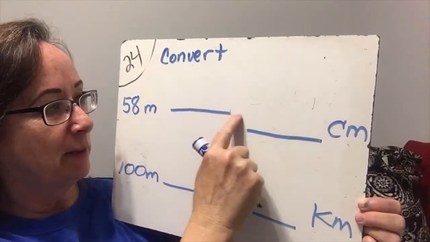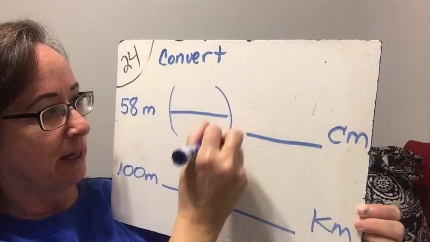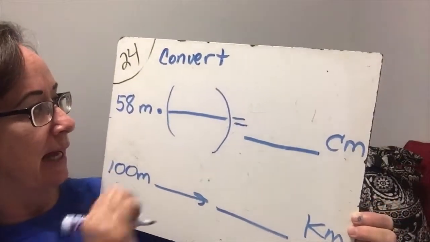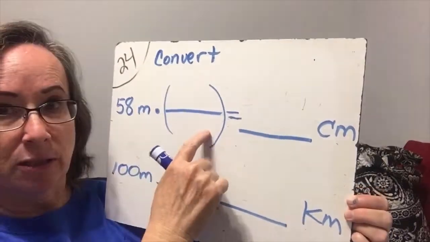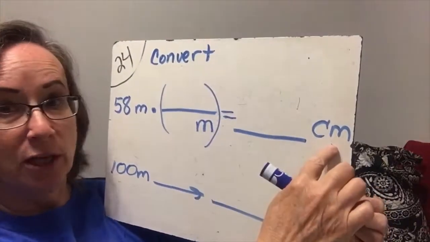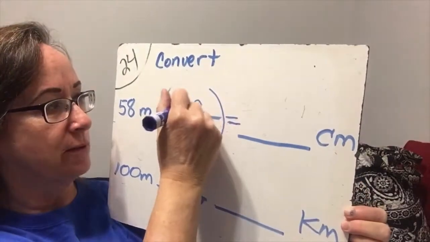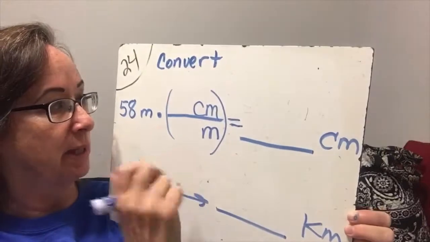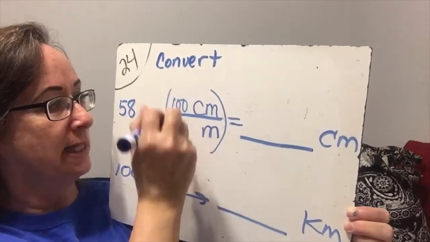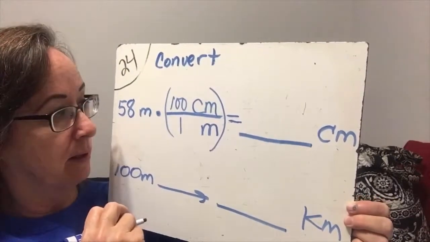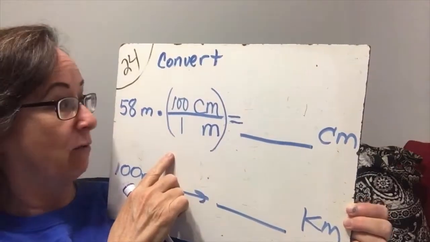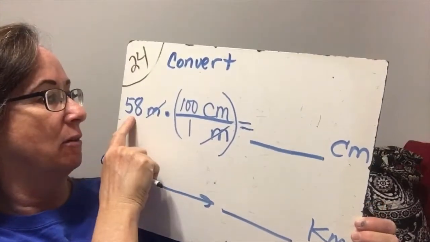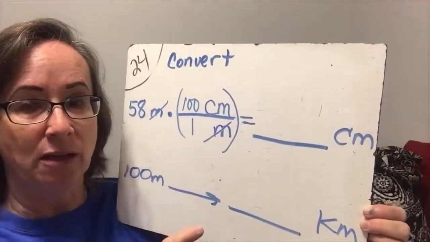So I'm going to take my little arrow and turn it into my little unit conversion here, and put my equal sign. I want to lose meters, so I will put meters on the bottom. I want to go to centimeters, so centimeters will be on the top. And then I need to make this a true statement. And I know it takes 100 centimeters to give me 1 meter. So now I have everything in the right order. Meters cancels meters. And my answer is going to be 58 times 100.